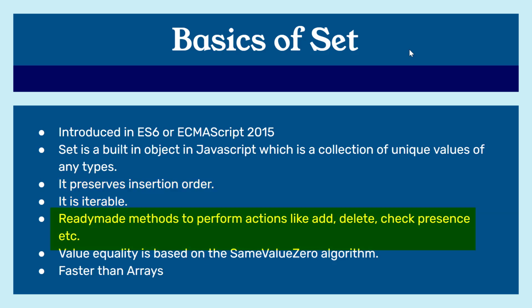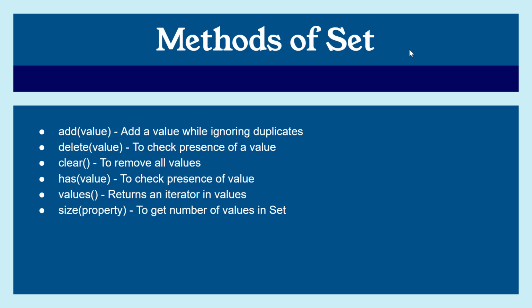And like map, we have many ready-made methods to perform actions like addition, deletion, or if you want to check the presence of any value in the set. And set also follows the same value zero algorithm like map to identify duplicate elements. Same value zero is very much similar to triple equal, which is also called strict equality in JavaScript. But we have some if and buts with same value zero that I can cover in another video. Compared to arrays, set is faster. So these are the basics about set. Let's have a look at the methods and properties provided by set.